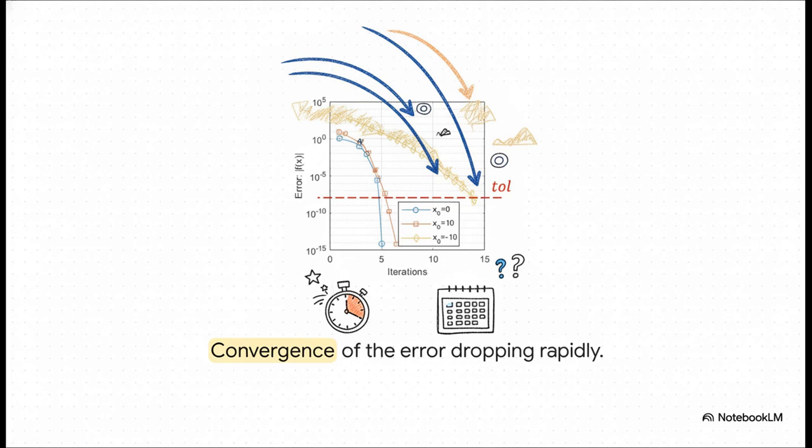The error at the next step is actually proportional to the square of your current error. So if your error is 0.1, the next step it plummets to 0.01, then 0.0001. It's incredibly fast, but there's a catch.